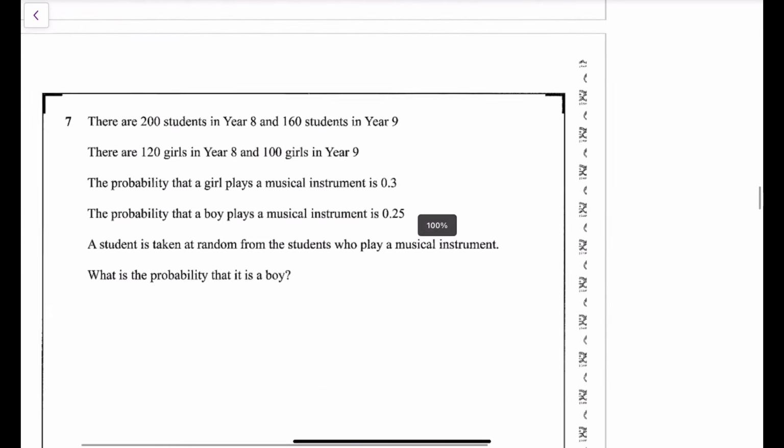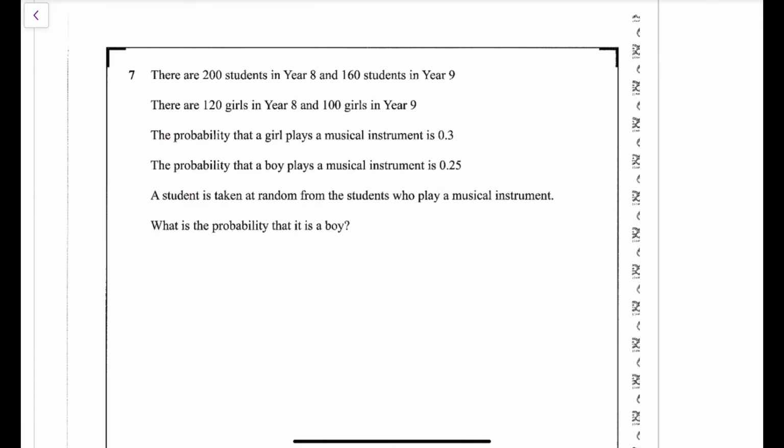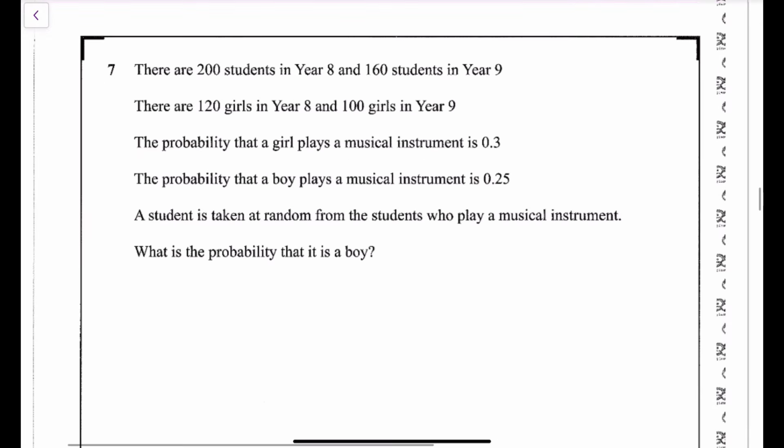Okay. Question 7. Now I made a bit of a meal about this one really, I have to say, but I'm going to do it the same way again. I did a 2-way table just to keep me right with what we're doing here. The question says, we'll read it through first and then we'll start again. It says there are 200 students in year 8, 160 students in year 9. There are 120 girls in year 8, 100 girls in year 9. The probability a girl plays a musical instrument is 0.3. The probability that a boy plays a musical instrument is 0.25.